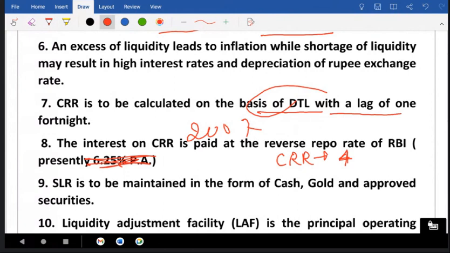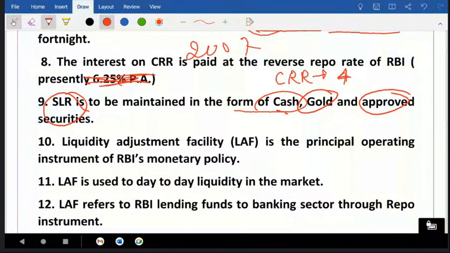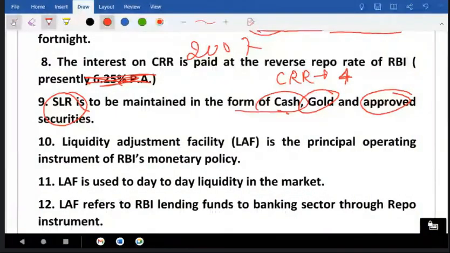Regarding SLR, statutory liquidity ratio is maintained by the bank itself in the form of cash, gold or approved securities. This point is very important. The SLR is maintained by the bank itself, not with the RBI, in the form of cash, gold and approved securities. And what is the rate of SLR? It is 18% nowadays, and CRR is 4%. So they have to maintain CRR at 4% of NDTL, and SLR they will maintain at 18% of their DTL, not NDTL, DTL.